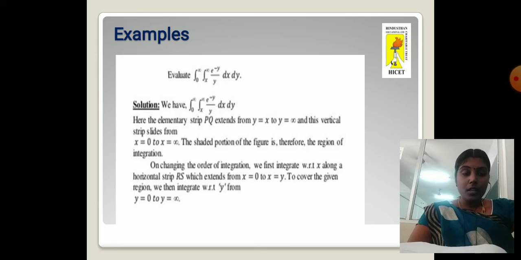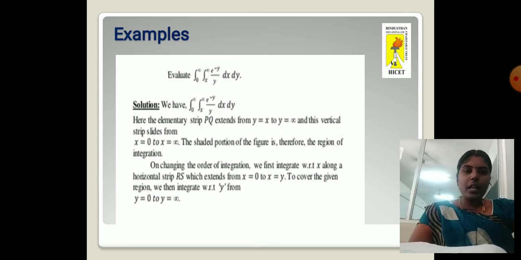See the first problem: evaluate the double integral from 0 to infinity, x to infinity of e^(-y)/y dx dy. Solution: the elementary strip PQ extends from y equal to x to y equal to infinity, and this vertical strip slides from x equal to 0 to x equal to infinity. The shaded portion of the figure is therefore the region of integration.